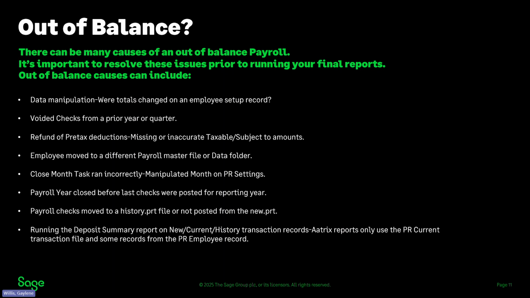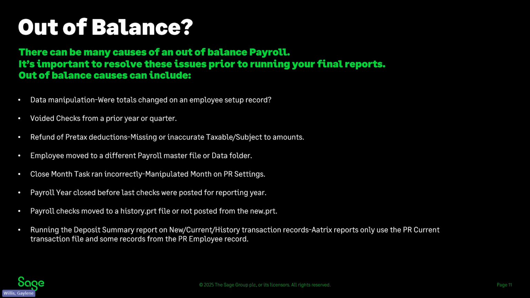Did we have a situation where maybe we didn't close the month by going into task close month, but somebody might have changed the month on the payroll settings? That will cause an issue with some of your master file totals. They'll be out of balance to transactions. The nice thing about transactions is that you can run them by check date, and it's not looking at the month to date, quarter to date, year to date totals. It's looking at just those dates on those transaction records. So if we changed or manipulated the settings, you could have an issue.